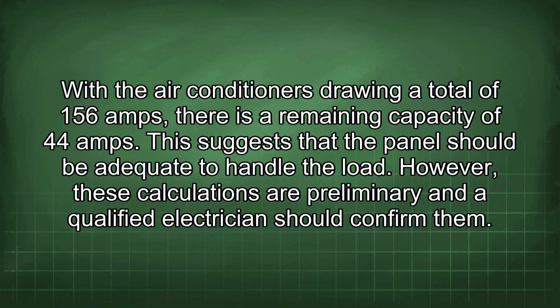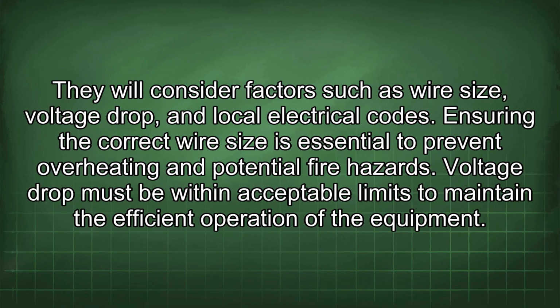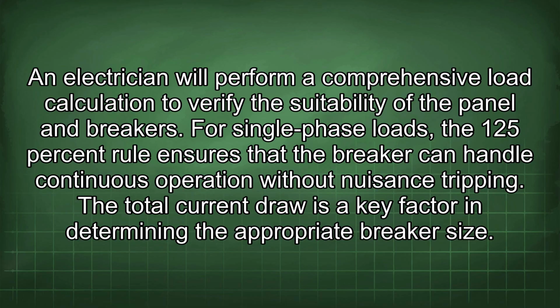However, these calculations are preliminary and a qualified electrician should confirm them. They will consider factors such as wire size, voltage drop, and local electrical codes. Ensuring the correct wire size is essential to prevent overheating and potential fire hazards. Voltage drop must be within acceptable limits to maintain the efficient operation of the equipment. An electrician will perform a comprehensive load calculation to verify the suitability of the panel and breakers.